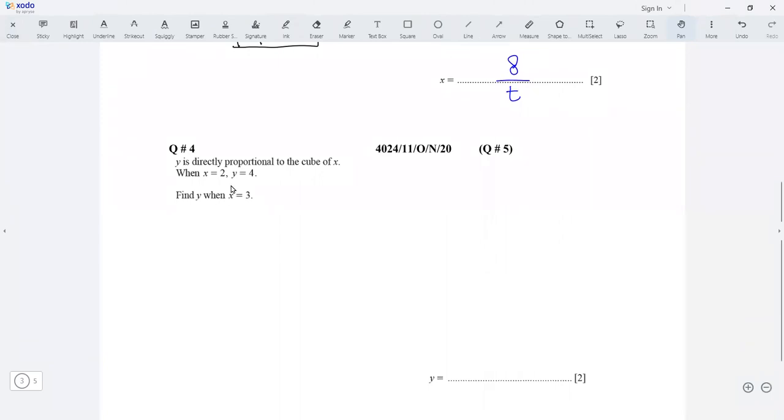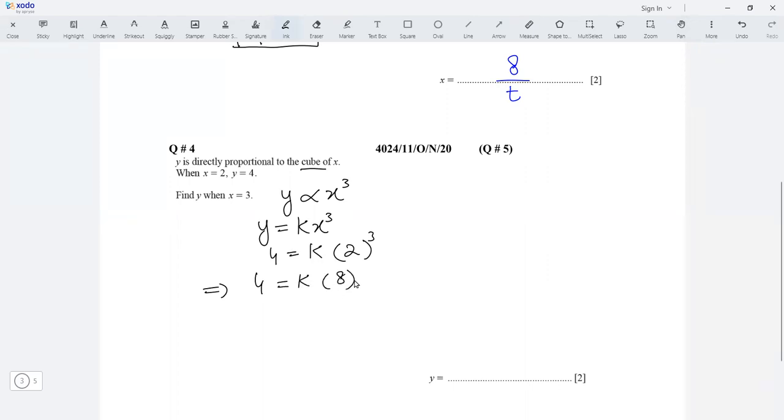In question 4, they're saying that y is directly proportional to the cube of x. Remember the term cube. So y, with a proportionality sign, and x raised to the power of 3. Now in place of the proportionality sign, put an equals sign with a constant k and x cubed. In the next step, they're saying when x is 2, put x equals 2, 2 raised to the power of 3, and in place of y, we write 4. Now, what's the value of 2 raised to the power of 3? It results in 8, because 2 times 2 times 2 is 2 cubed.